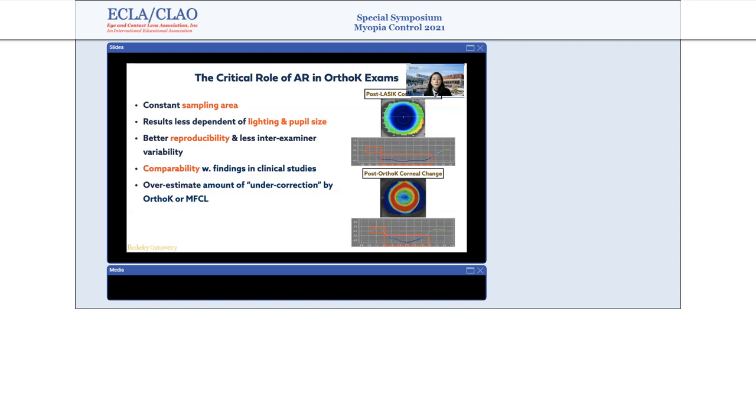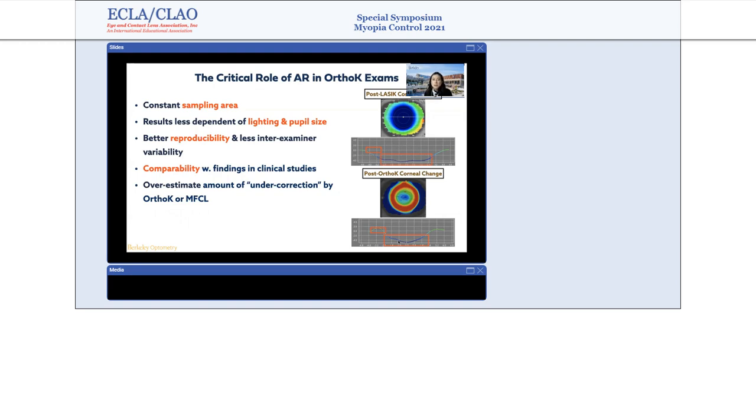Autorefractors are very fast and convenient to use, but more importantly, they serve a very critical role in OrthoK exams and follow-ups. And most of the autorefractors offer a constant sampling area. This is in contrast to retinoscopy, which is highly dependent on the pupil size. Compared to any other refractive technique, autorefraction is much more reproducible and is not subject to a lot of inter-examiner variability. And most of the clinical trials evaluating the anti-myopia efficacy reported refraction measured by autorefraction. So having that data offers great comparability in the findings reported by the clinical trials.